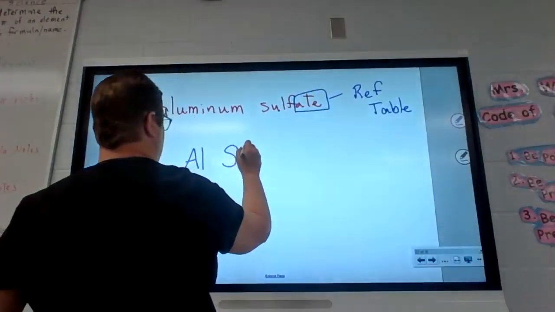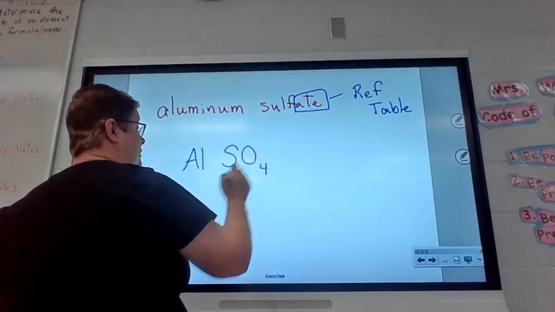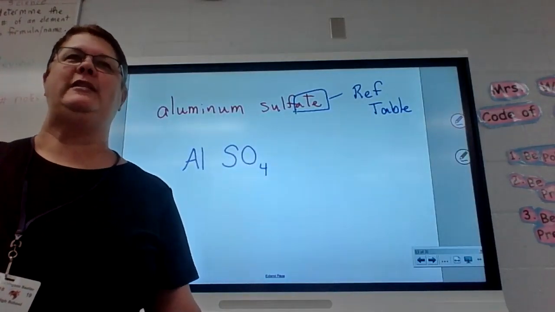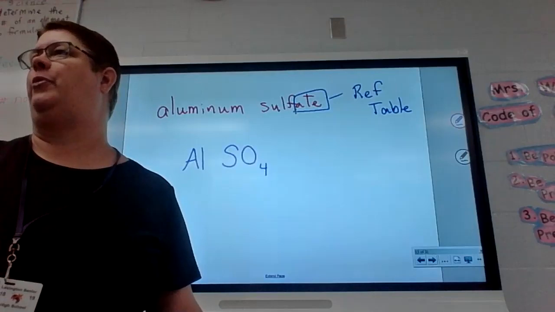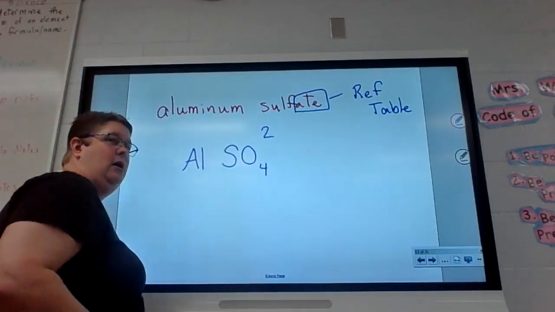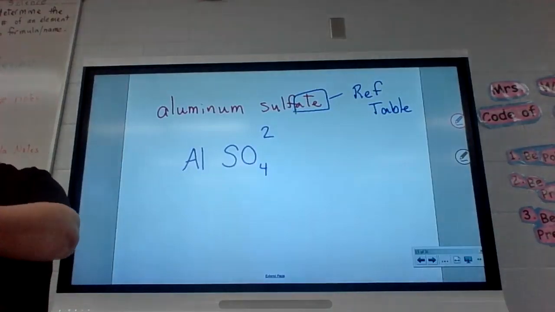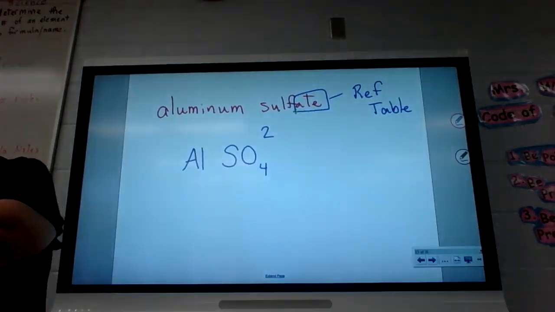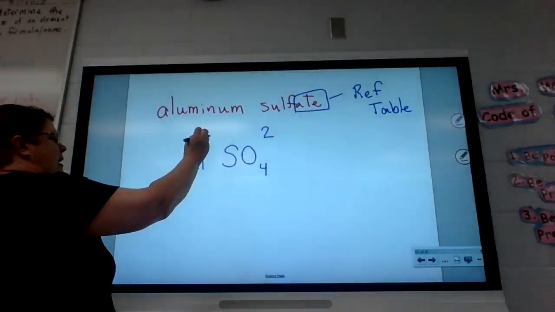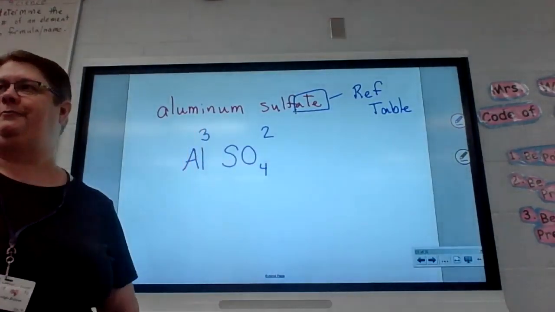SO what? 4. It has a 4 on it, right? Now, because you don't look it up on the periodic table, what's its oxidation number written at the top? It has a 2. You don't even need to know it's negative. It's a 2. All right, what's aluminum's oxidation number? Remember, we got a crisscross. I heard it, Isella. 3.